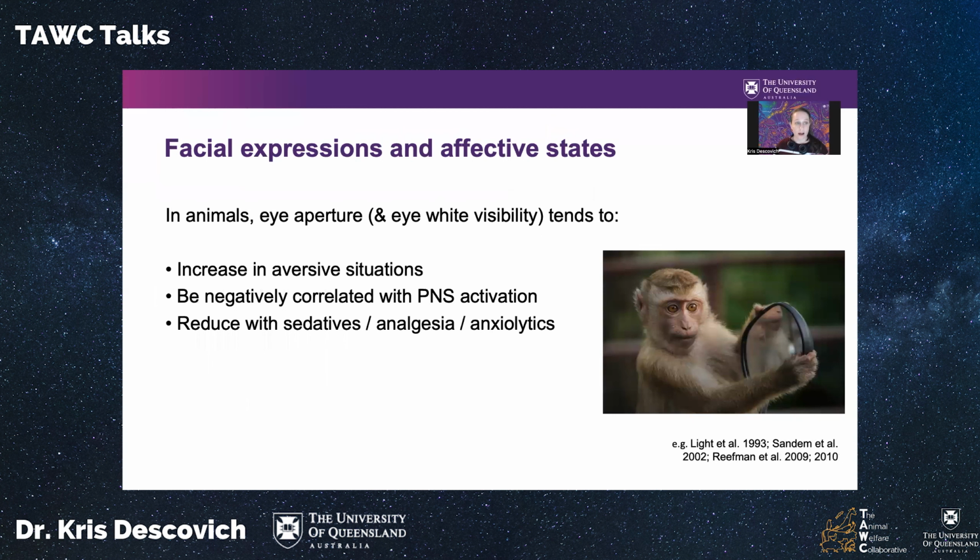In animals as well, we know that eye aperture widening and the visibility of the eye white in many species, such as cows, also tends to increase in aversive situations, so potential threat situations. It's also negatively correlated with parasympathetic nervous system activation, and the eye aperture closes with things like sedatives, analgesia, and anxiolytics.